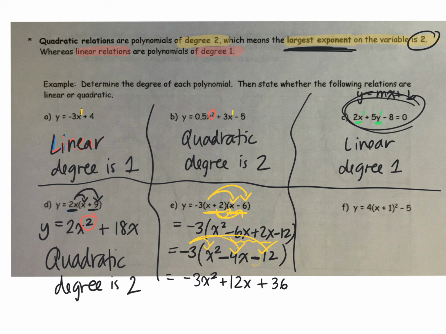Now that it's expanded, what is the highest degree? So is it quadratic or linear? Quadratic. Okay, this one we don't even have to expand it. Do you see an exponent in question F? What's the highest exponent there? So is this quadratic or linear? Quadratic.